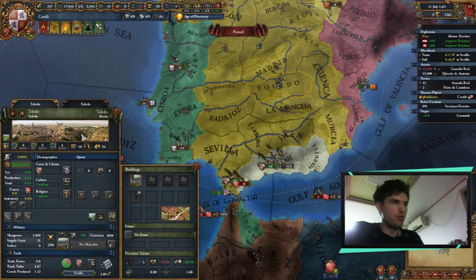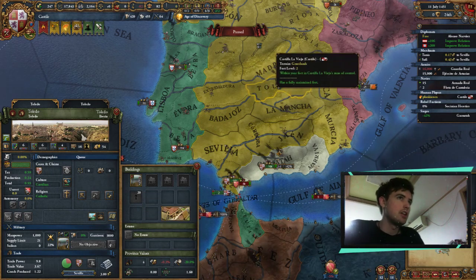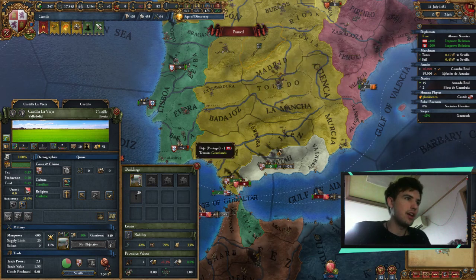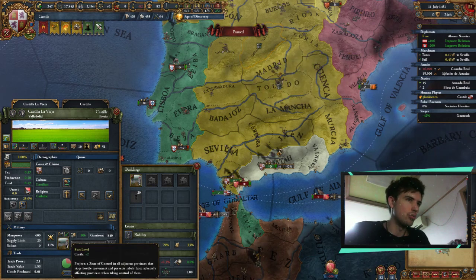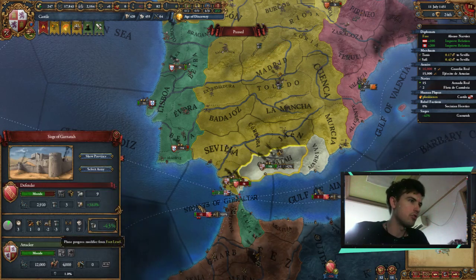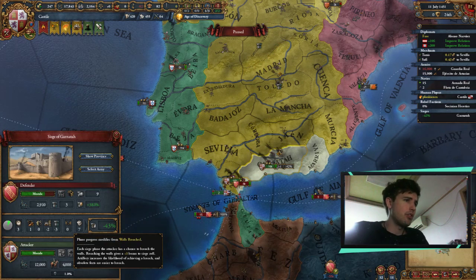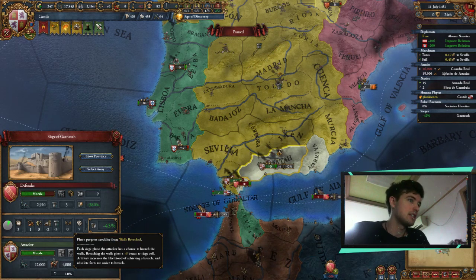That's the first fort there. That's the building right here, and that increases the fort level by 2. We see Castilla la Vieja only has a level of 2, okay? So higher fort levels equal harder to siege. And here's for walls breached. This is a very low chance of happening, but it can happen.